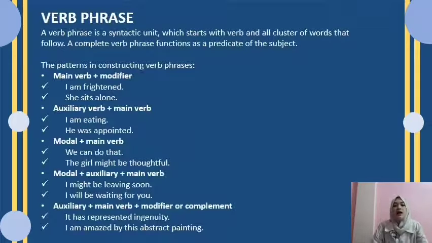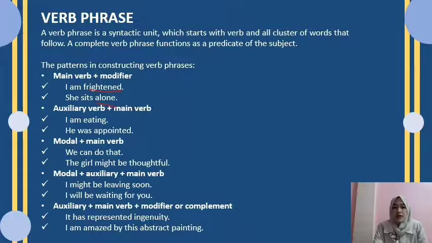A verb phrase is a syntactic unit which starts with a verb and all the cluster of words that follow. A complete verb phrase functions as the predicate of the subject. So there are patterns in constructing a verb phrase. The first is main verb plus modifier. The first sentence is, I am frightened. Am is the main verb plus the modifier frightened. Sits alone: sits is the main verb and the modifier here is alone.